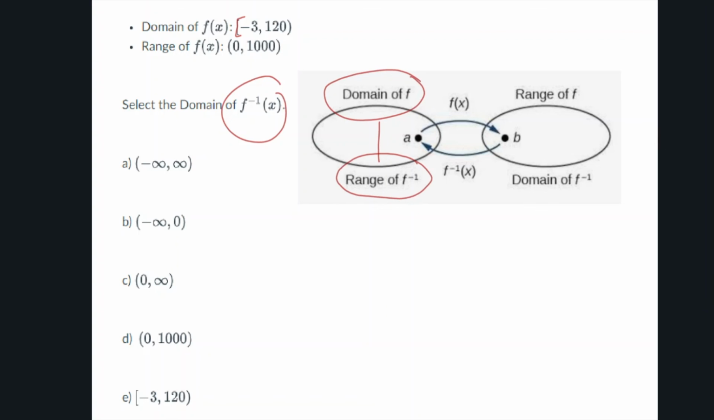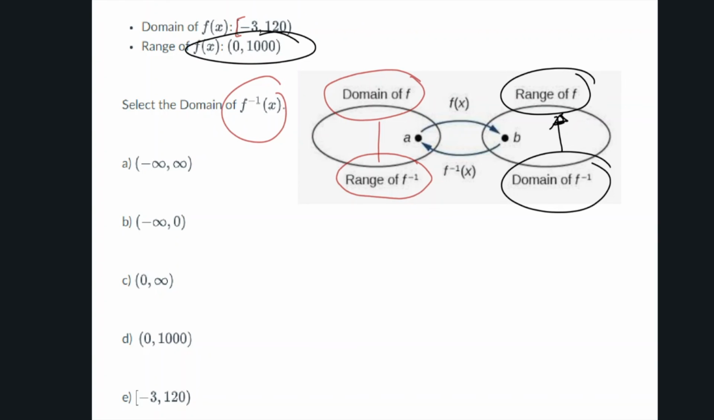And the range of the original is the domain of the inverse. So if they're asking me for the domain of the inverse, that's the range of the original. So that would be this one. So keep in mind that relationship. Domain of the original is the range of the inverse. Range of the original is the domain of the inverse.